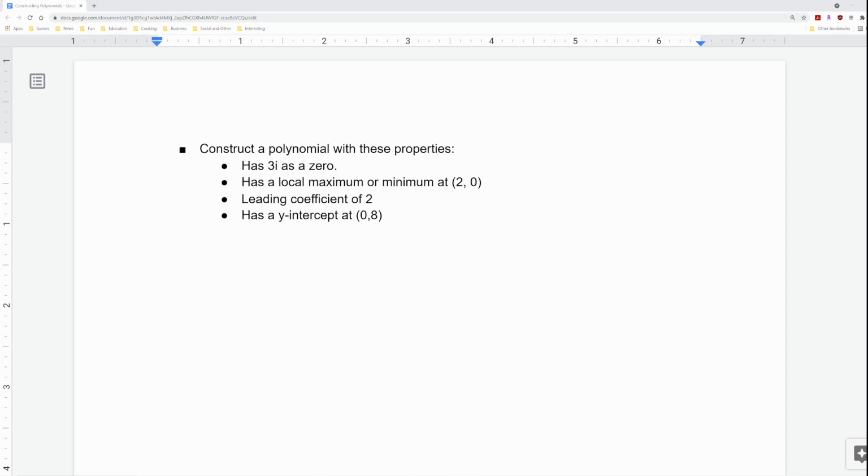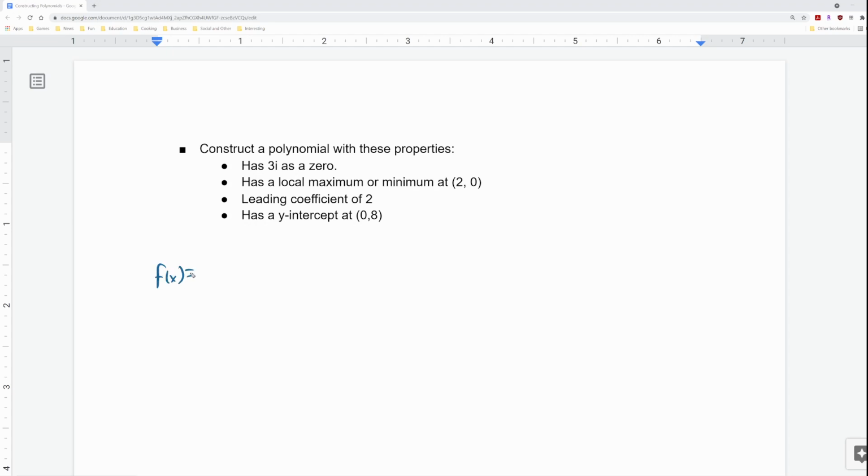We have to write a polynomial that has these properties, and there's a hidden assumption here that I didn't write down. We're talking about a polynomial with real coefficients, so we don't like the fact that there's a complex number here. All right, so let's get started.